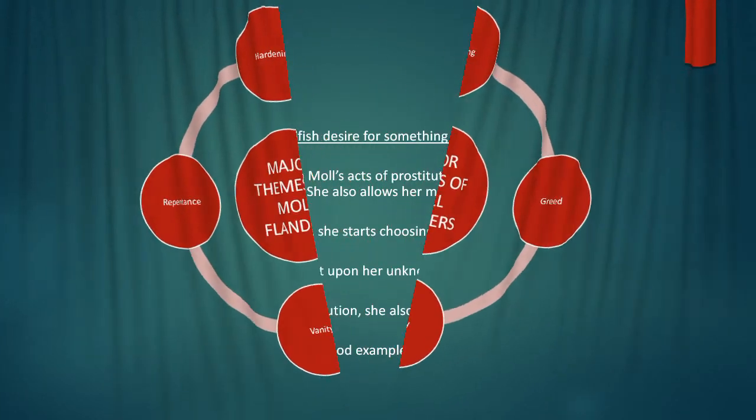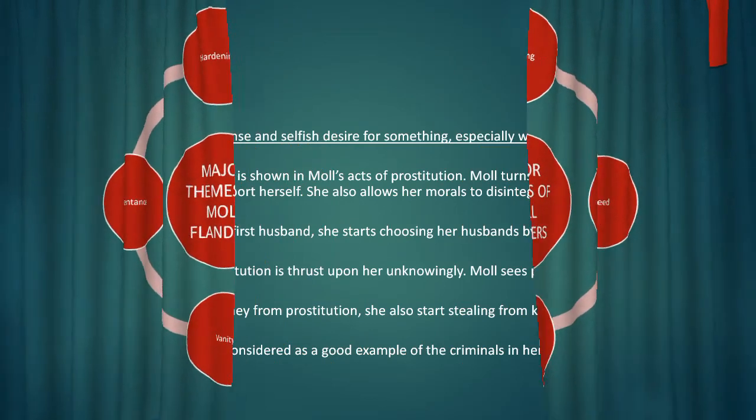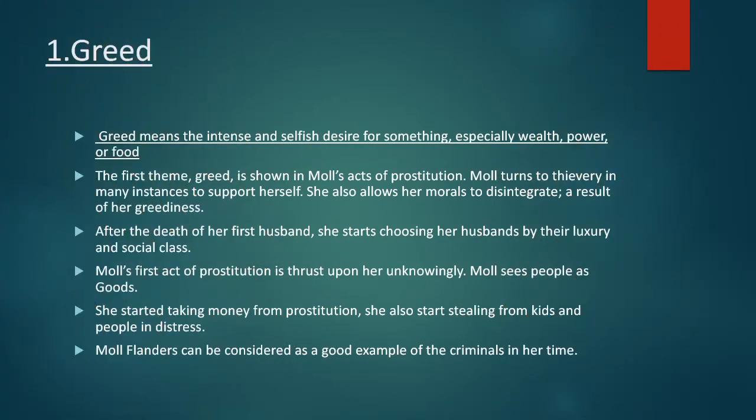First is greed. Greed is defined as the intense and selfish desire for something, especially wealth, power, or food. The first theme, greed, is shown in Moll's act of prostitution. Moll turns to thievery in many instances to support herself. She also allows her morals to disintegrate as a result of her greediness. After the death of her first husband, she starts choosing her husbands by their luxury and social class.